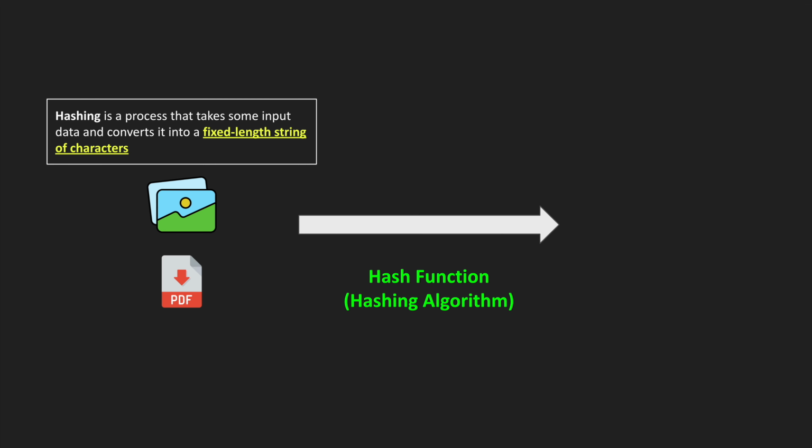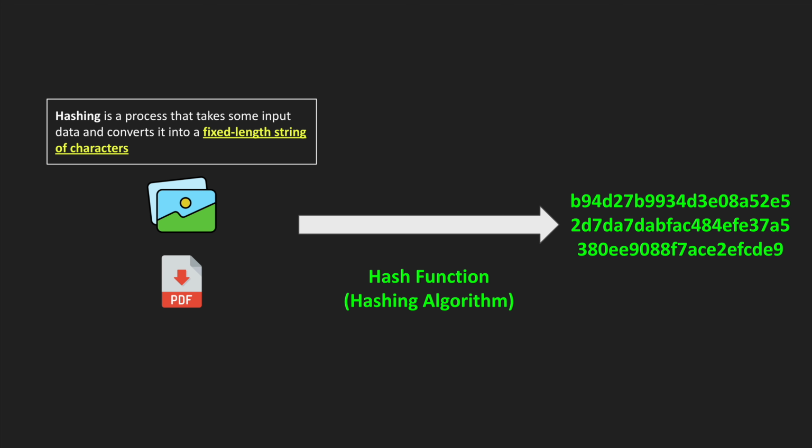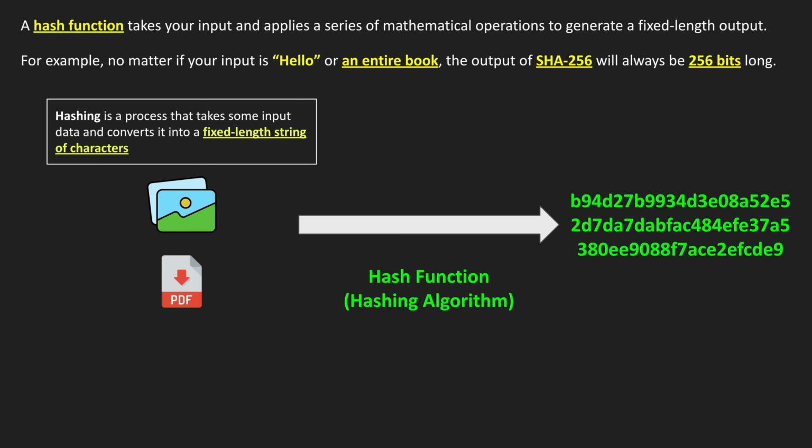Let's say that we have a text, or an image, or a PDF file. If we give that as an input to a hash function or a hashing algorithm, as a result, we get a fixed length output. So what is a hash function? A hash function takes your input and applies a series of mathematical operations to generate a fixed length output.